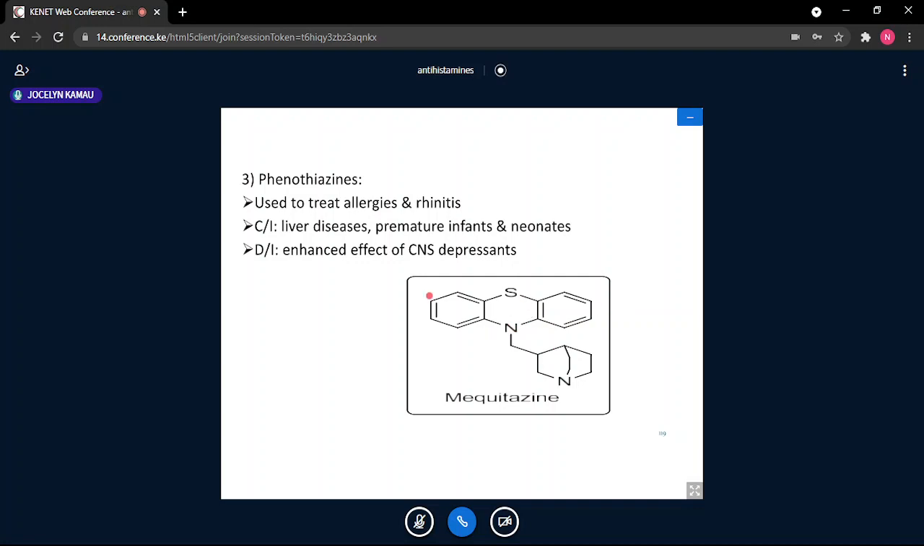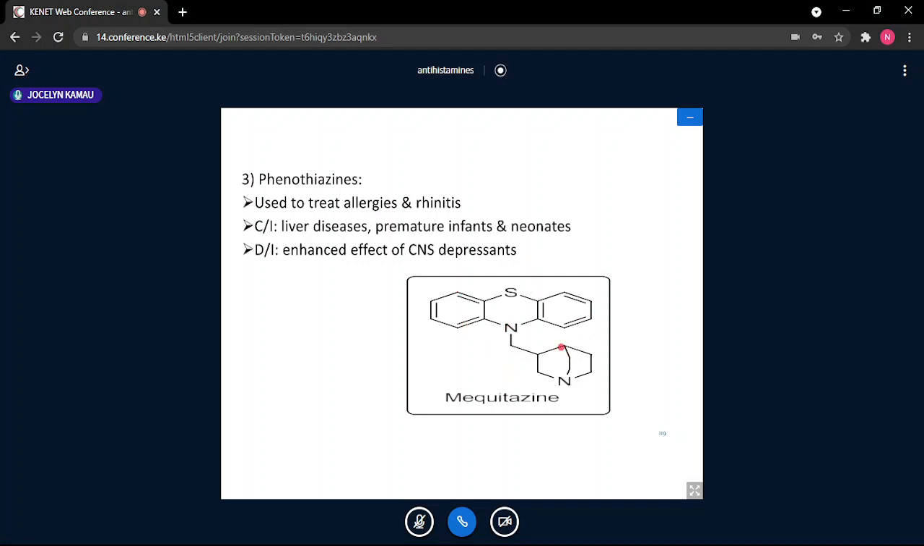As I said, it is a phenothiazine, and phenothiazines are considered to be major tranquilizers. So when you give it with drugs which are CNS depressants, like sedative hypnotics such as diazepam or the benzodiazepines, and you give this drug, which is also a major tranquilizer, then you have issues of a lot of CNS effects, or the patient might actually be highly depressed.